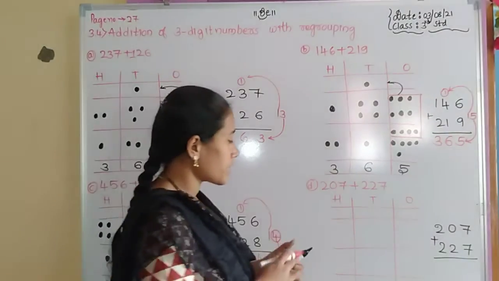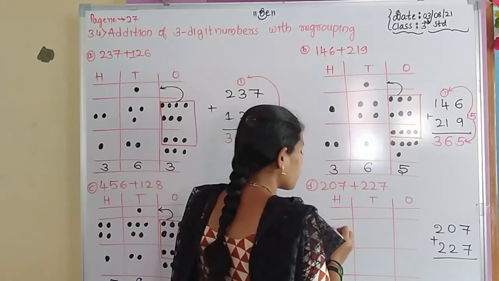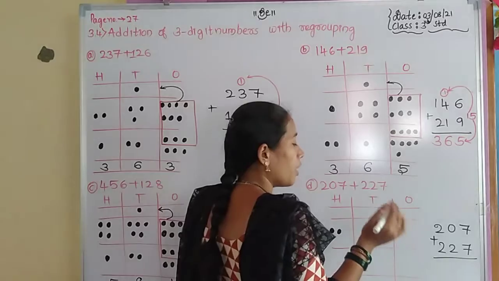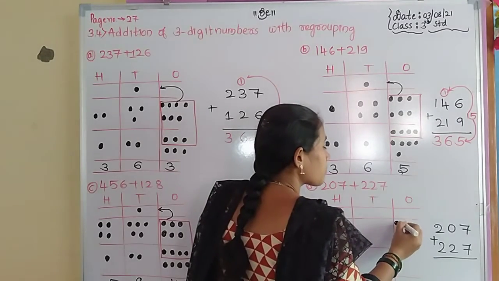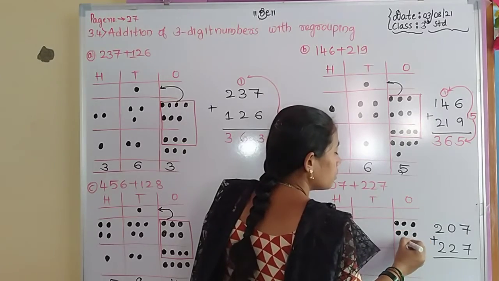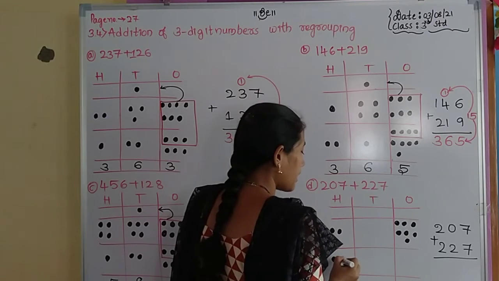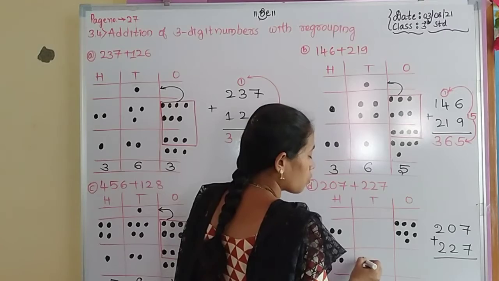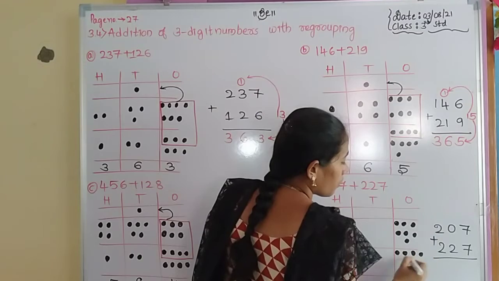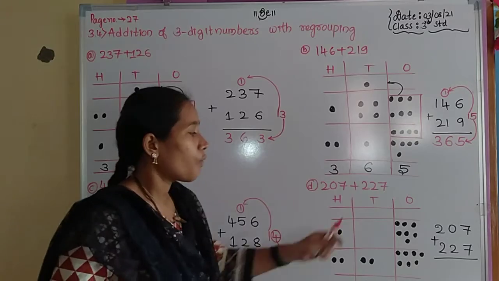Okay. So the last one, see, 207 plus 227. First we have to represent the numbers with their positions. 200 in the hundreds position, in the tens position 0 is there. It means no dots. In the ones position, how many dots are there? Very good. 7 dots are there. So draw here 7. Then the second addend, 227: 220, again 7 in the what? Very good. Again 7 in the ones position.